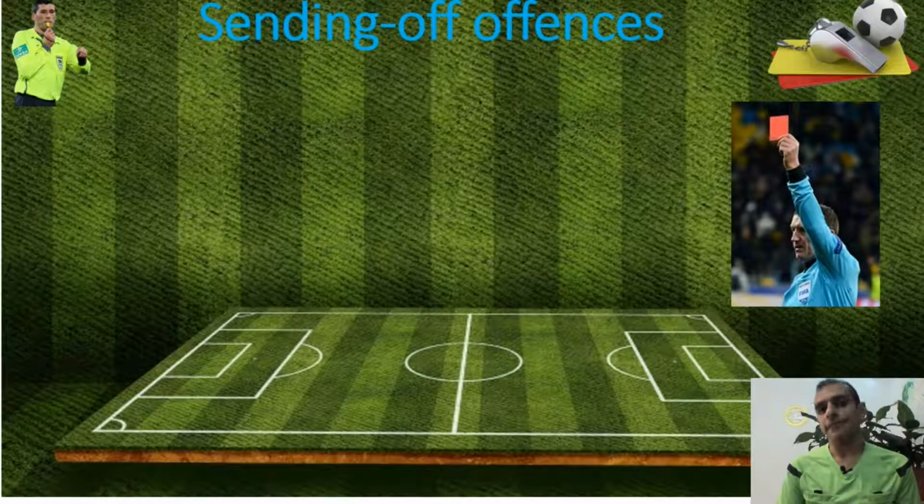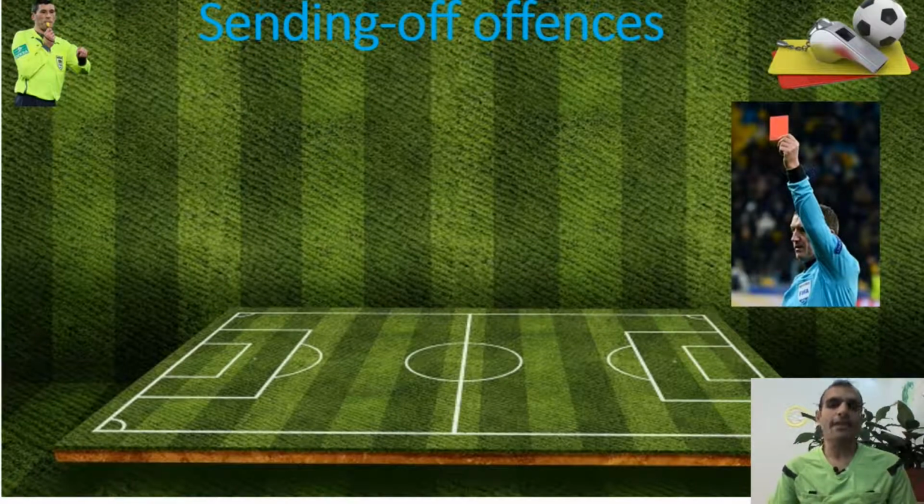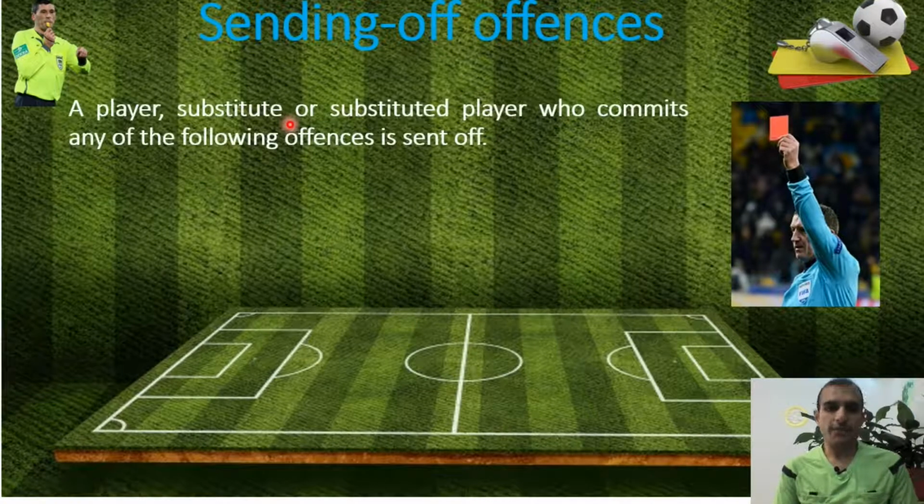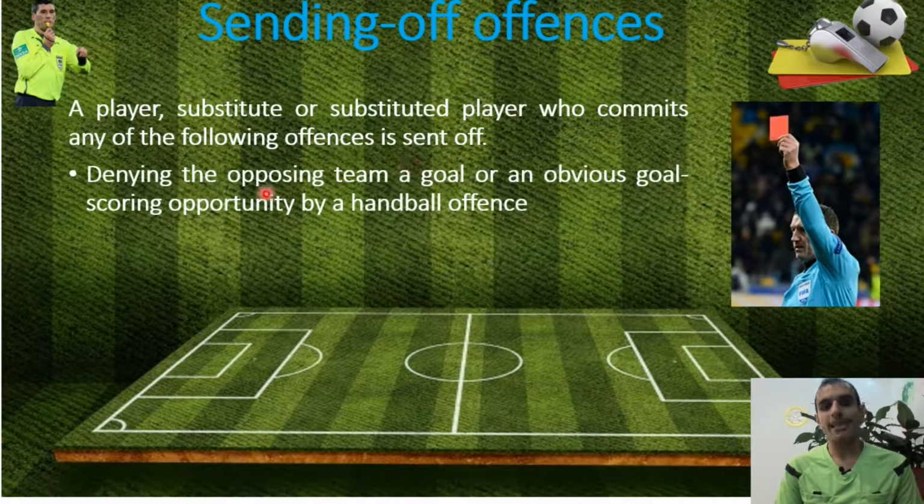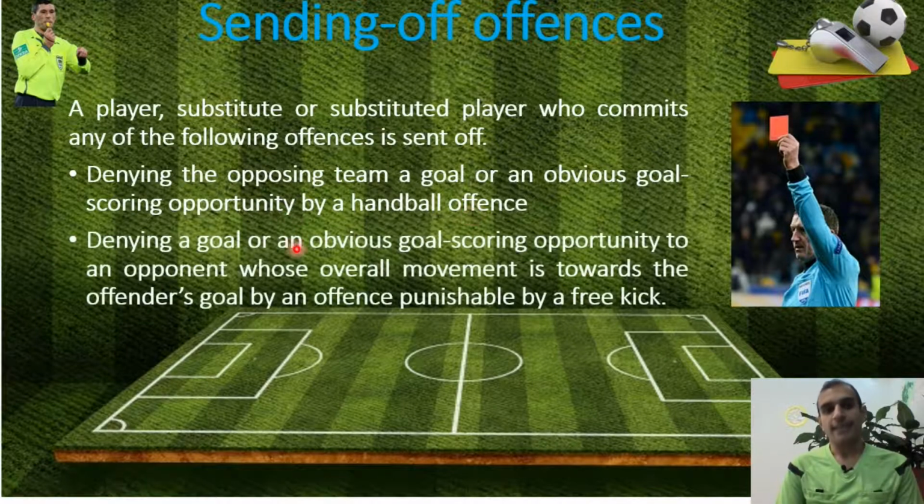Sending off offences, the offences that the referee will show a red card. A player, substitute or substituted player who commits any of the following offences is sent off. Denying the opposing team a goal or an obvious goal scoring opportunity by a handball offense. Denying a goal or an obvious goal scoring opportunity to an opponent whose overall movement is toward the offender's goal by an offense punishable by a free kick.